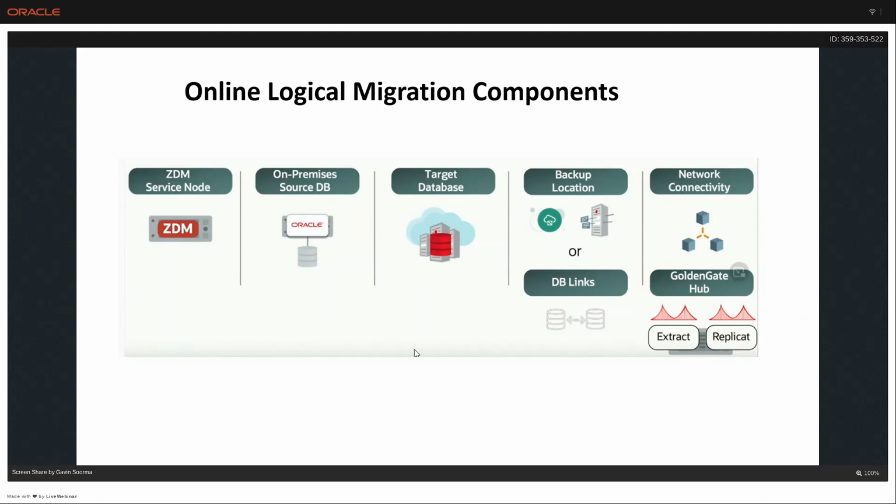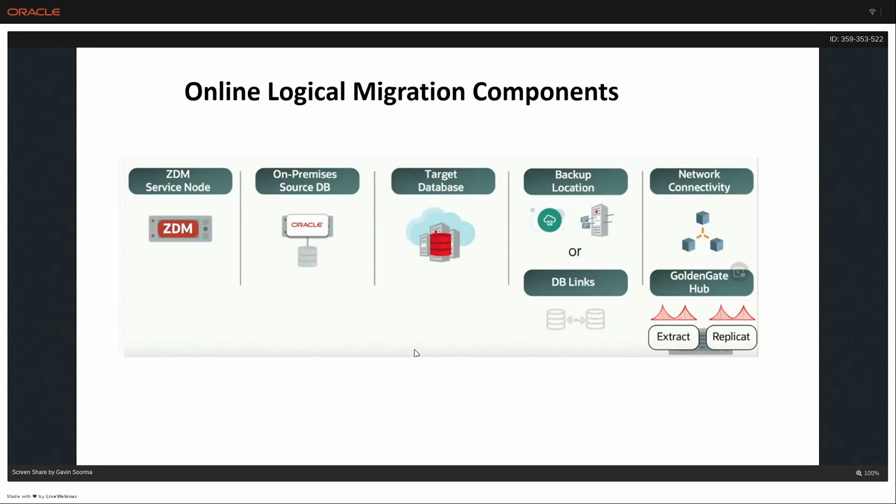So what are the different components involved in the online logical migration? We have a new concept called a ZDM node. ZDM stands for Zero Downtime Migration. We need a separate machine, which is recommended, where I install what's called the ZDM software. That machine needs to be on Linux. I install the ZDM software there. Again, I'll try to show you some screenshots of the installation.